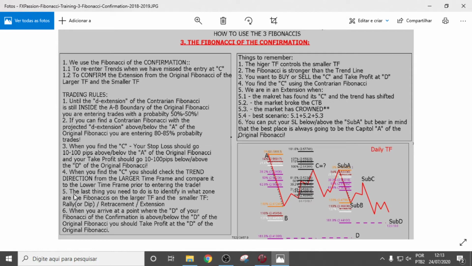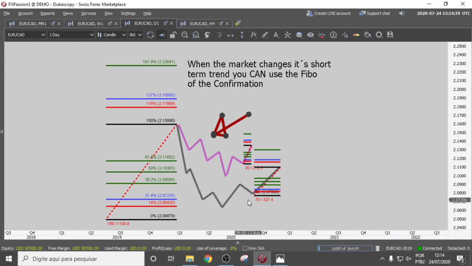Number 5, the last thing you need to do is to identify in what zone the Fibonaccis on the larger time frame and the smaller time frame are. Still the same. Number 6, when you arrive at the point where the capital D of your Fibonacci of the confirmation is above or below the D of the original Fibonacci, you should take profit at the D of the original Fibonacci. Okay, so 1, 2, 3, 4, 5 are equal. Number 6 is new, right? So let's explain, everybody, and then we're going to talk about how to find it.